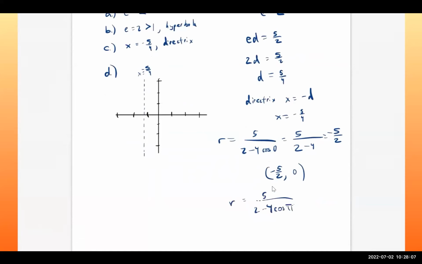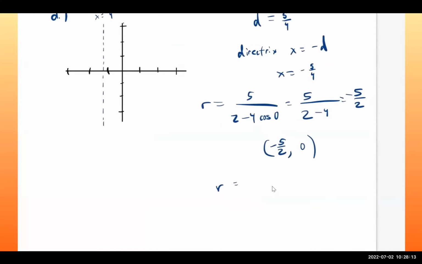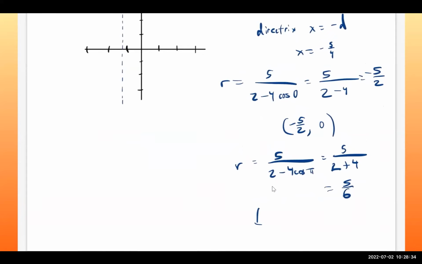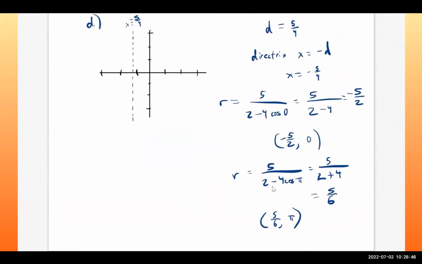All right, now let's plug in pi. All right, my pen is acting up. Let me try this again. We know that cosine of pi is negative 1, so this would be 5/2 plus 4, since cosine pi is negative 1, so that's going to be 5/6. So that means that the other vertex will be at 5/6, comma pi. So let's graph those two vertices.